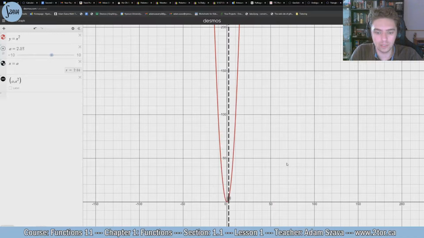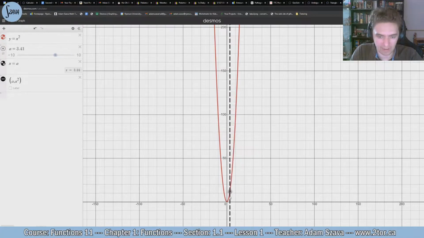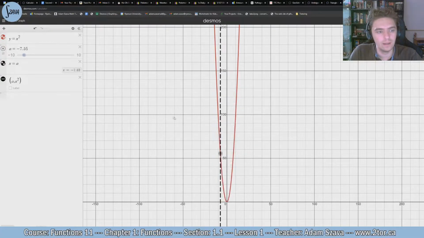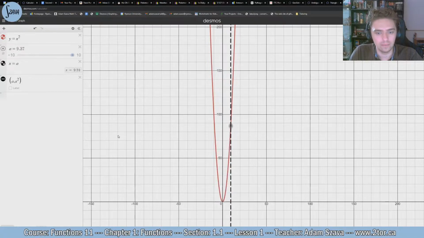And the answer to that is no. The vertical line will never pass through the graph twice. Doesn't matter how far we go to the left, doesn't matter how far we go to the right. That vertical line will pass through the graph at only one point, and we're highlighting that point here. So y equals x squared is a function.